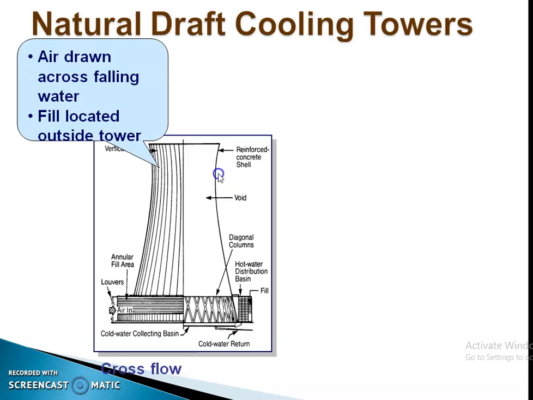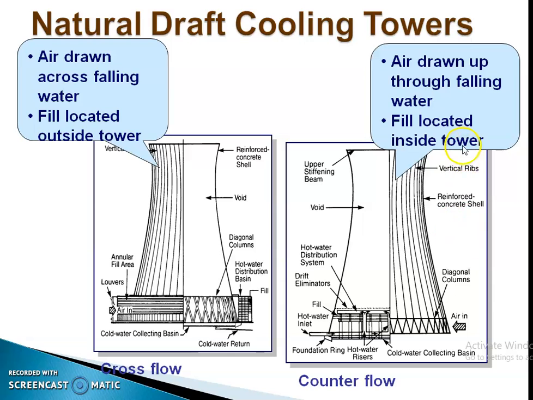Next tower is a natural draft cooling tower. In this tower, the airflow happens in the cross flow direction. The air is drawn across the falling water, and the fill is located outside the tower. Because of the shape of this cooling tower, we collect the cold water from the basin. This type of cooling tower is used in thermal power stations because we produce large power, so we have to use this type of cooling tower. This one is a natural draft cooling tower. With the help of the air we cool the steam.